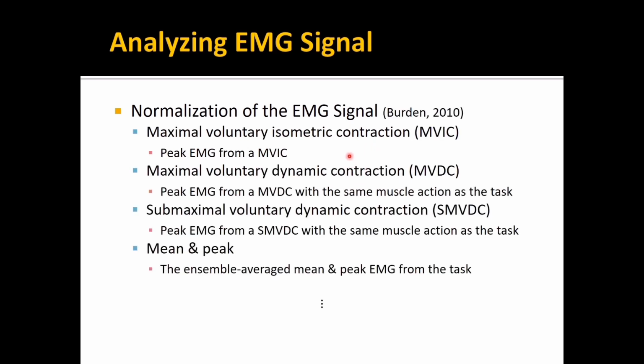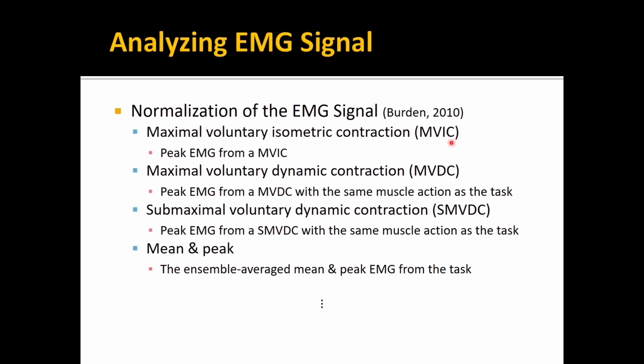There are different ways of normalizing the EMG signal. The first one is maximal voluntary isometric contraction, MVIC. For MVIC, the participants are asked to perform a maximal voluntary isometric contraction before the actual data collection. Then the EMG value collected during the actual data collection is normalized to the MVIC. Usually, the normalized EMG value is expressed as a percentage of MVIC.